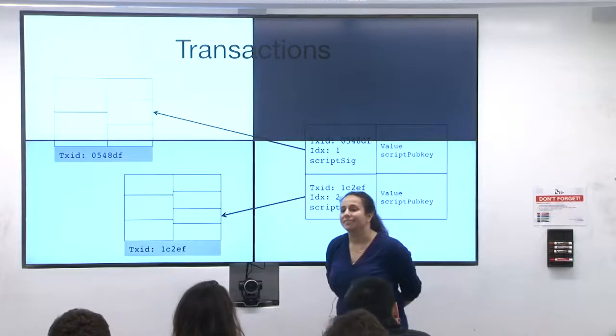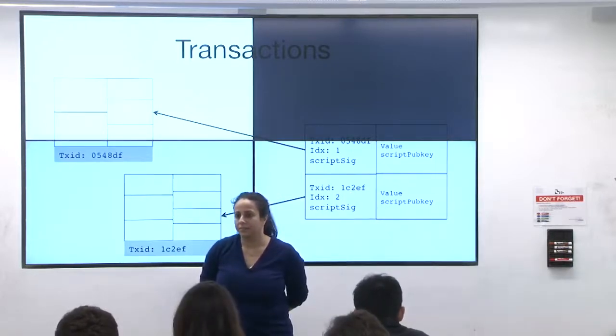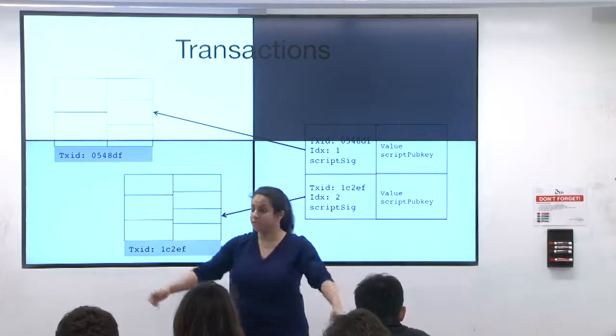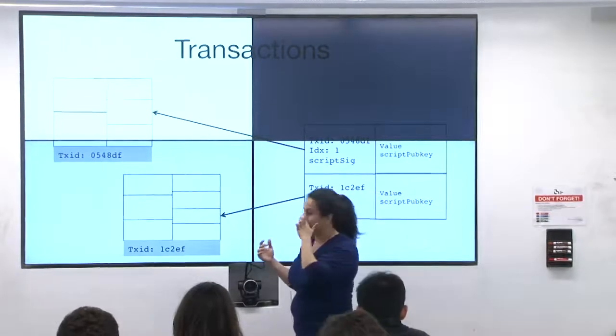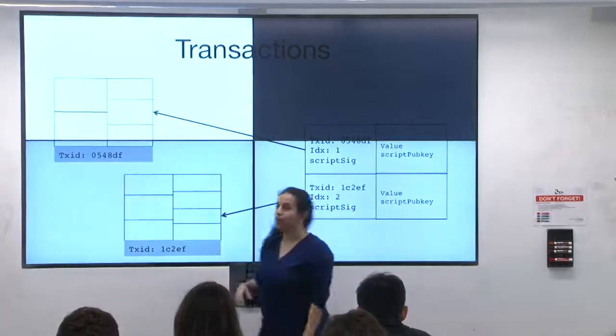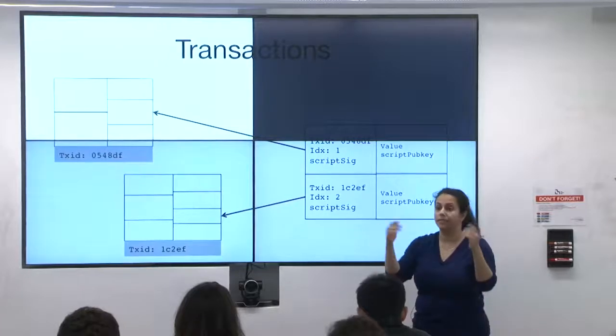Okay, yes. What prevents two different transactions pointing back to the same output? Great question. I said that there's this rule that outputs are supposed to only be consumed once, but I could definitely produce another transaction which points back to that output. I could send it to the network.